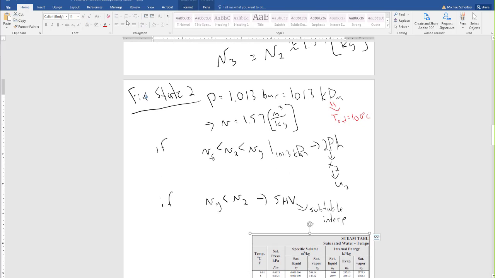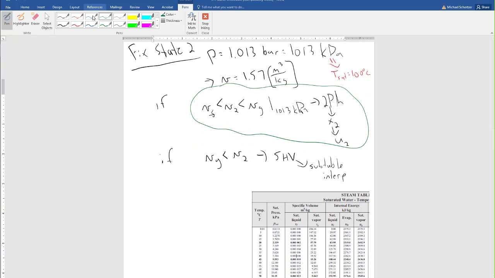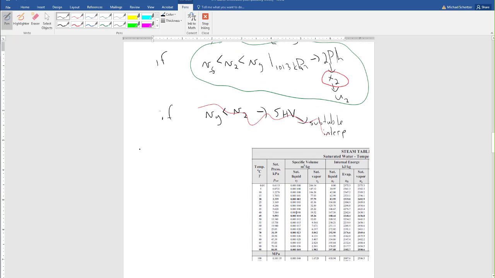So we know now that in this case, V2 was in between VF and VG. So for this state, we're not here. What we want to do now is find X2. We remember from our quality equation that eventually we're going to want to find the specific internal energy.